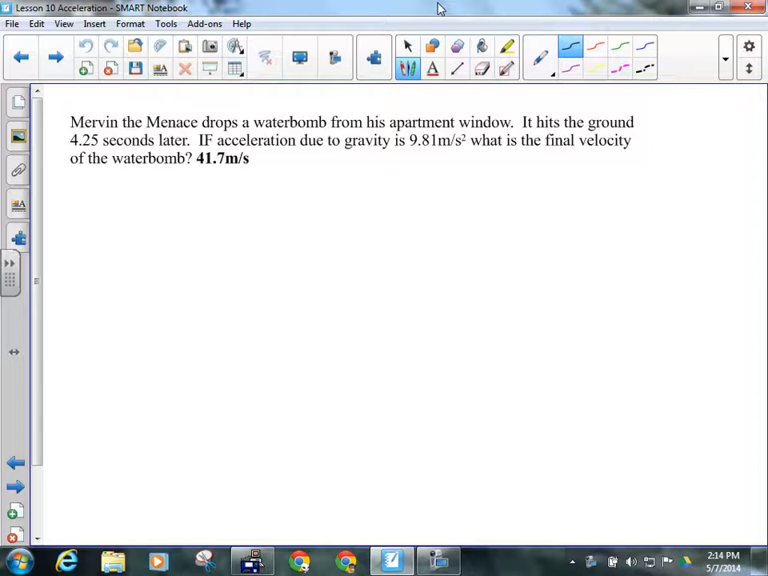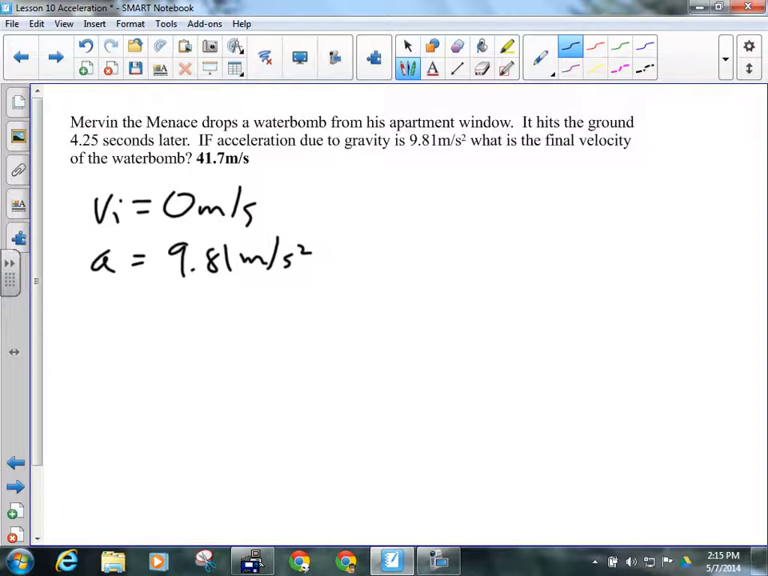But if I drop something, right now I'm just about to drop this. How fast is it going? 0. Anytime you see the word drops, that's starting from rest. So we've got VI equals 0 meters per second. We just finished saying the acceleration is 9.81 meters per second squared in a downward direction, and it's going to fall for 4.25 seconds. What we're looking for here is VF.